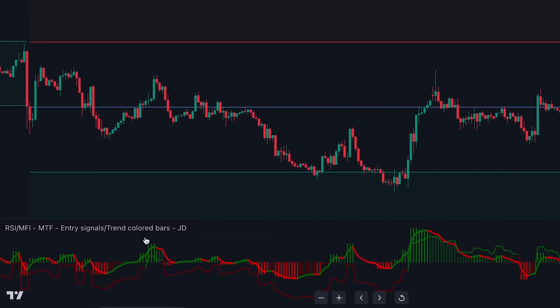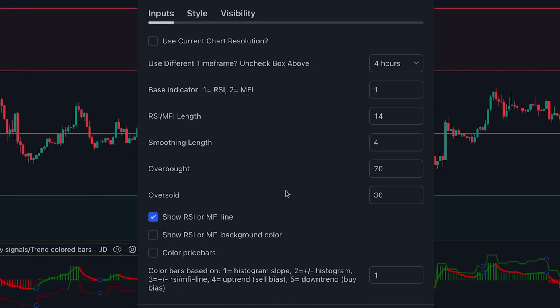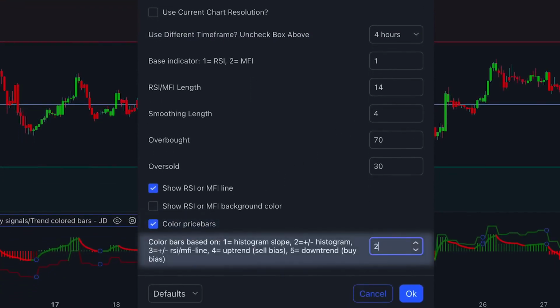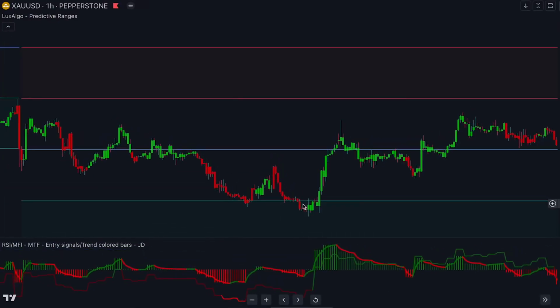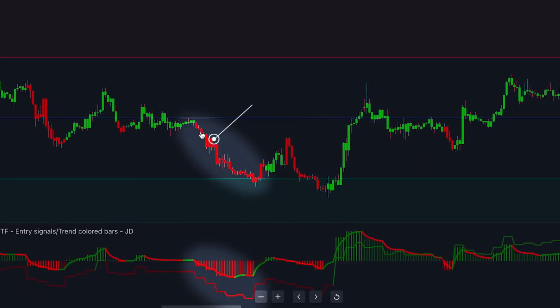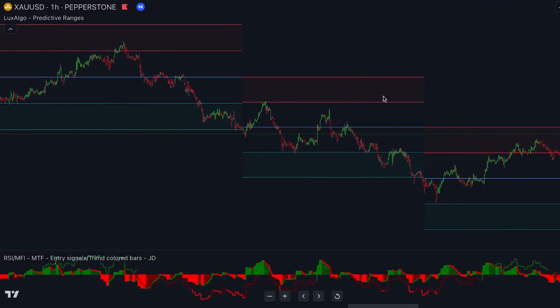If we open the settings, what we will want to do is also change the timeframe being used for calculations to the 4-hour timeframe. Enable color price bar and change the input to 2. Now you can see how the indicator colors the candles based on the colors of the histogram. Green is bullish while red is bearish. Now that we have our 2 indicators ready, here is the strategy.